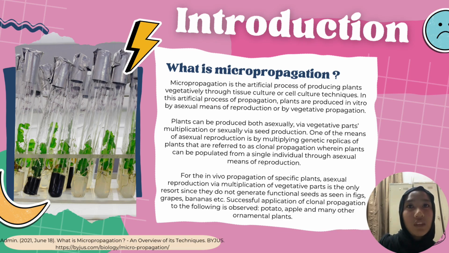One of the means of asexual reproduction is by multiplying genetic replicas of plants that are referred to as clonal propagation, wherein plants can be populated from a single individual through asexual means of reproduction. For the in vivo propagation of specific plants, asexual production via multiplication of vegetative part is the only resort, since they do not generate functional seed as seen in figs, grapes, bananas, etc. Successful application of clonal propagation is observed in potato, apple, and many other ornamental plants.